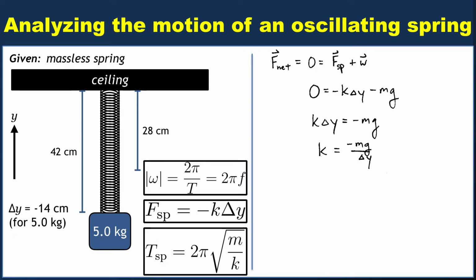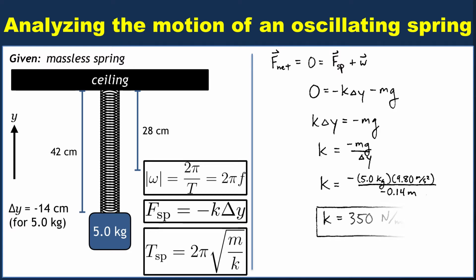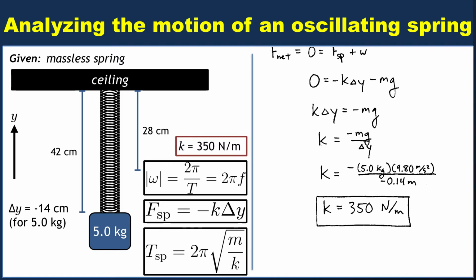Now we can plug in numerical values. We know that the mass is 5 kilograms, g is always 9.8 meters per second squared, and delta y we already said was negative 14 centimeters, or 0.14 meters. Calculate all that out, and we get that the spring constant k is 350 newtons per meter. That is the unit of spring constants. Now that's nice because we never have to do this determination again for this spring as long as we don't break it. It will always have a spring constant of 350 newtons per meter for any mass that we attach at the end. Okay? We'll write that down over on the left.